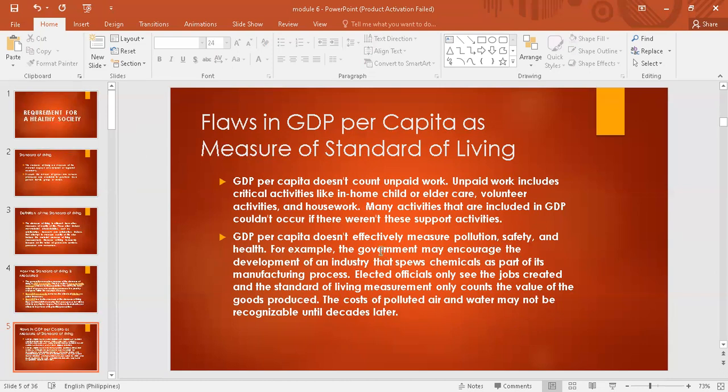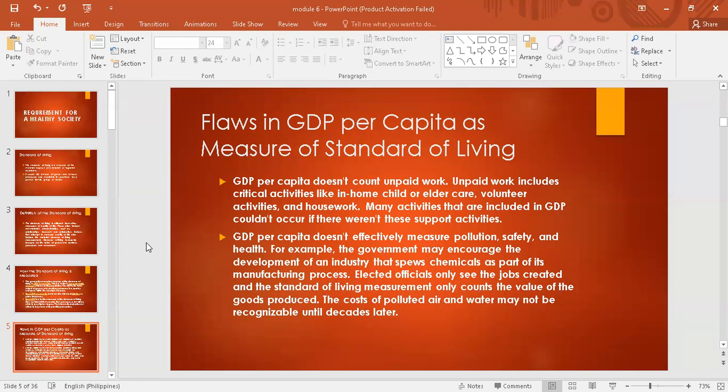Right? The government may encourage the development of industry that uses chemicals as part of its manufacturing process. In the Philippines, for example, they produced so many aircons and refrigerators, but they emitted chlorofluorocarbons, which does not help society or the environment. Okay? Elected officials only see the jobs created, and the standard of living measure only counts the value of the goods produced. The cost of polluted air and water may not be recognizable until decades later.